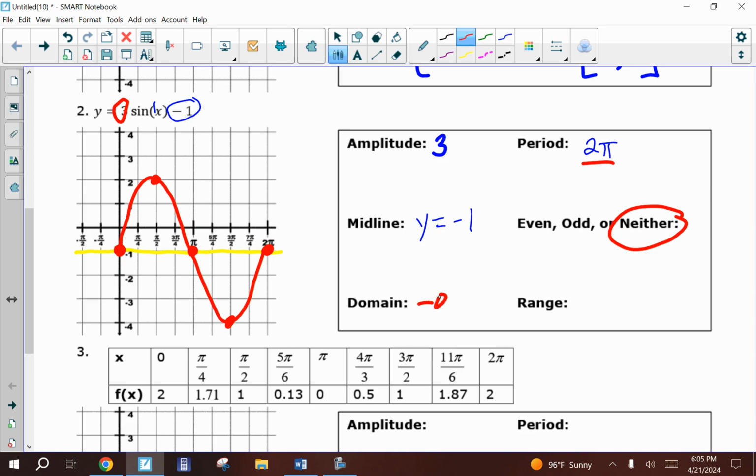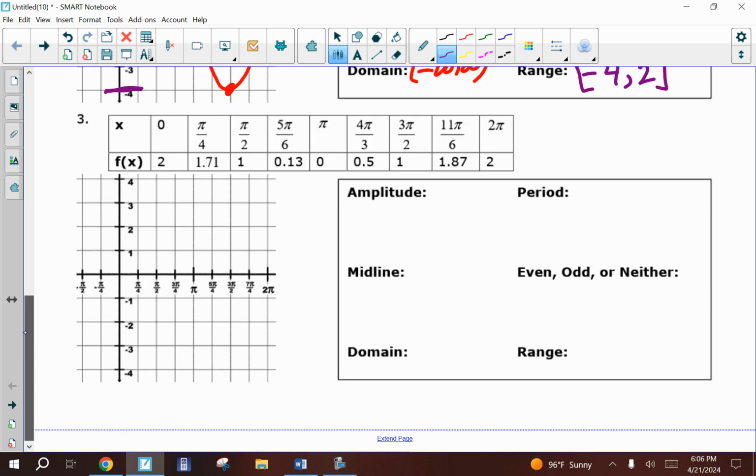Domain is easy. We should never miss this because it's always negative infinity to positive infinity. And then our range is going to be our lowest point to our highest point. So this is going to be -4, 2. So your range is always your y values from the bottom to the top.